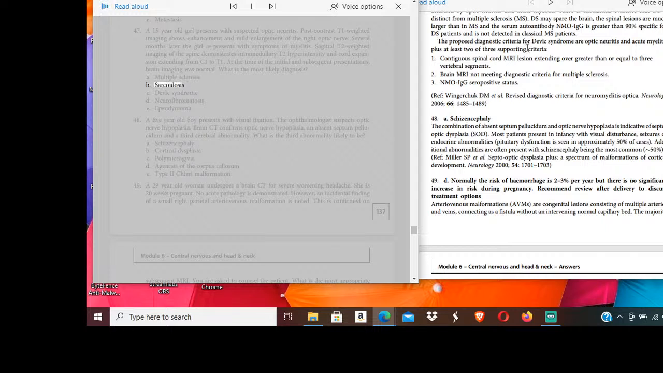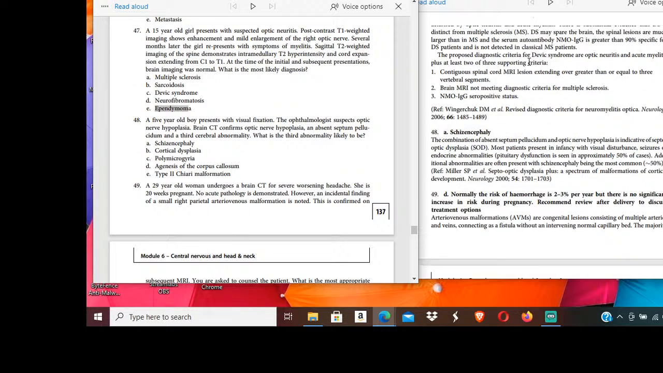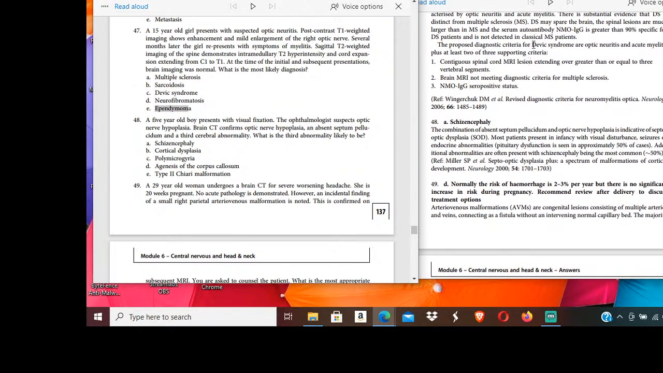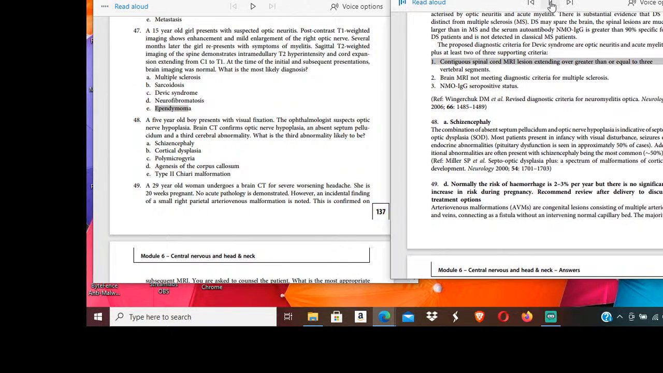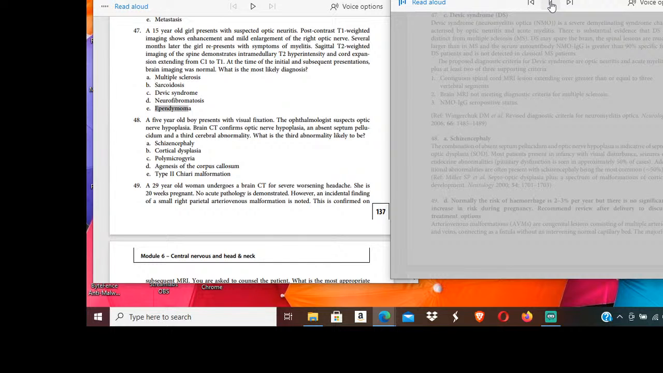A. Multiple sclerosis. B. Sarcoidosis. C. Devic syndrome. D. Neurofibromatosis. E. Ependymoma. 47. C. Devic syndrome, DS. Devic syndrome, neuromyelitis optica.